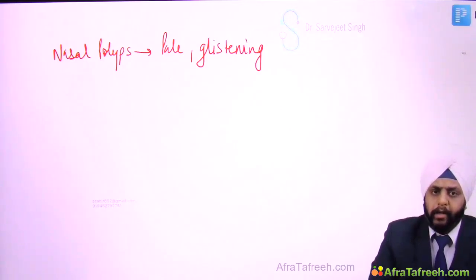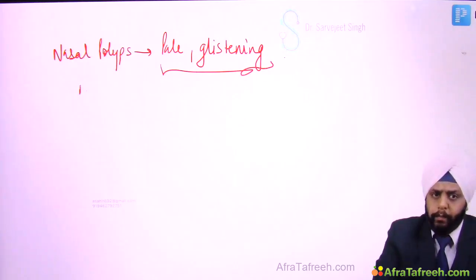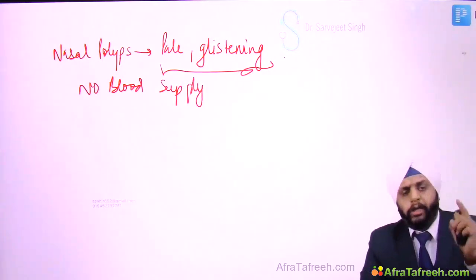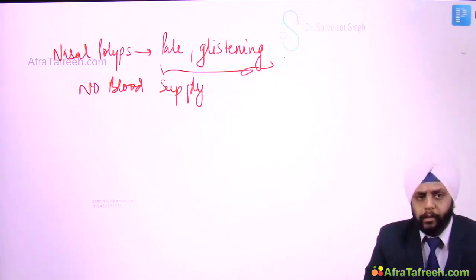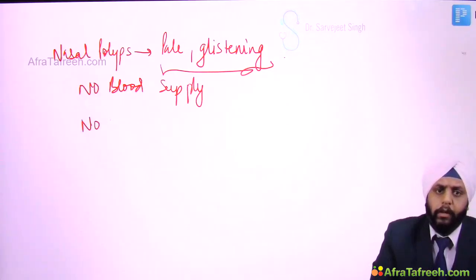Right? Why pale and glistening? Because there is no blood supply. You stretch the mucosa, there is no blood supply. If you touch these polyps, there will not be much pain. Why is there no pain? Because they do not have nerve supply.